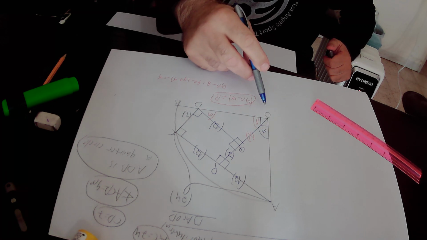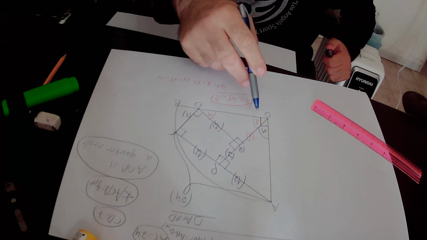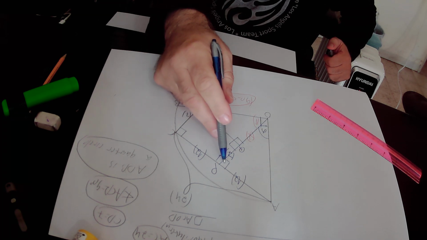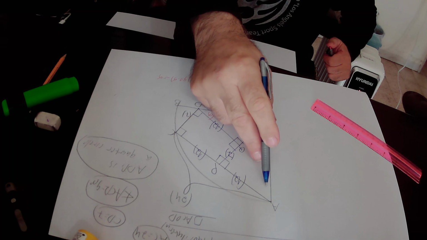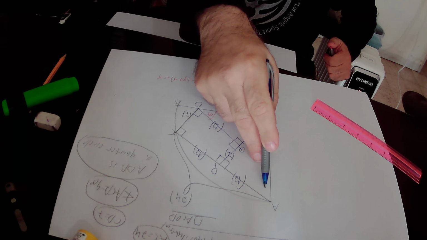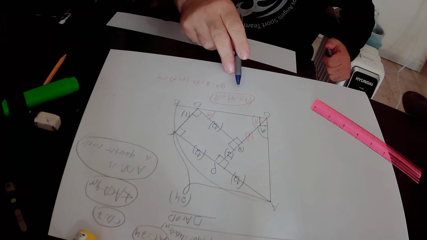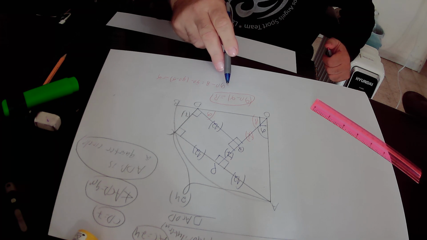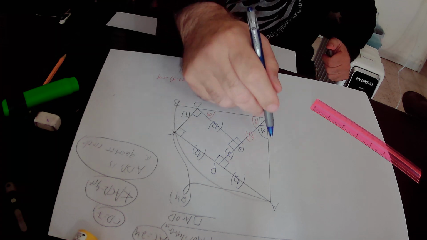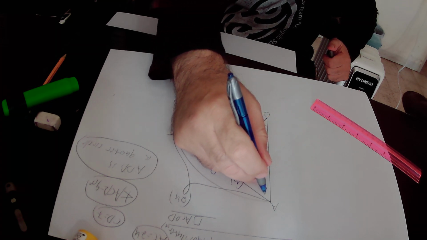In the right triangle OPA, this angle equals alpha, this angle equals 90 degrees. Therefore, the missing angle here must be equal to 90 degrees minus alpha. But according to our definition, 90 degrees minus alpha equals beta. So you can write here that this angle equals beta.